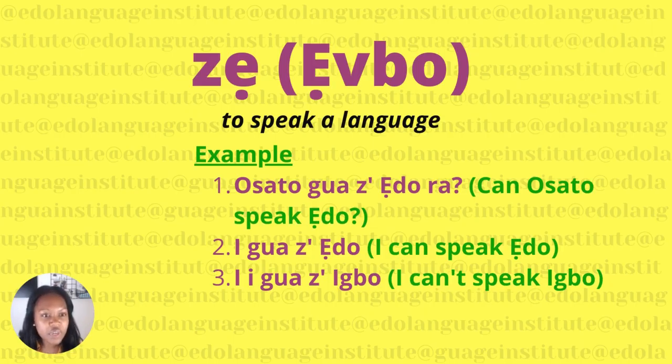So the first verb we are looking at here is zevo. That means to speak a language. So if you watch my last video, which was about the verb dia, which means to stay or to reside, evo in that context meant a country. And I mentioned in that video that evo can mean something else as well. So here evo means a language.